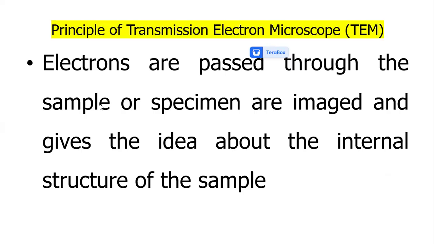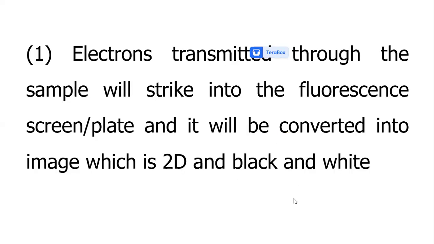Principle of TEM: electrons are passed through the sample or specimen and give ideas about the internal structure of the sample. Electrons transmitted through the sample strike the fluorescence screen plate and are converted into an image, which is 2D, black and white.